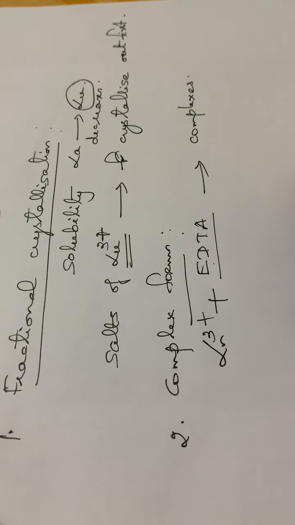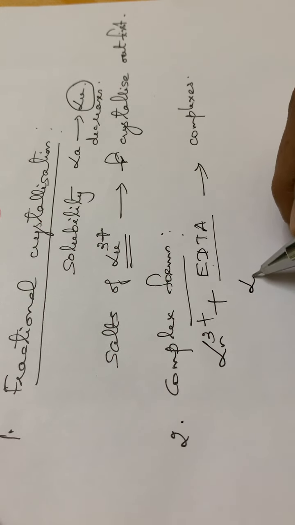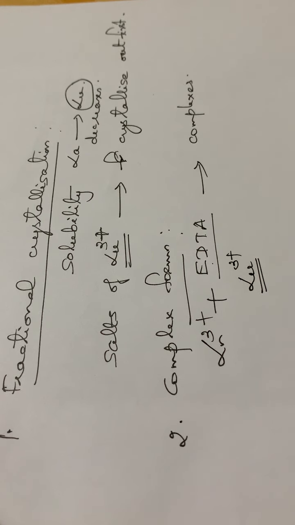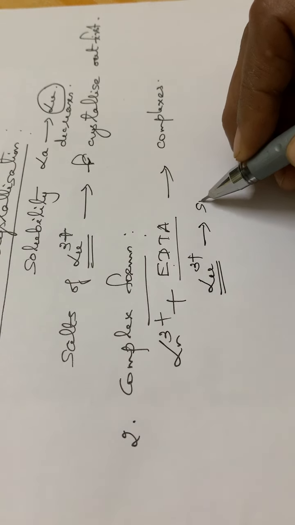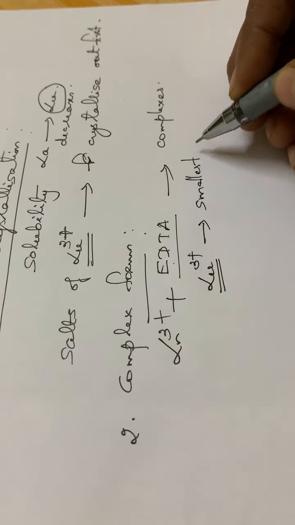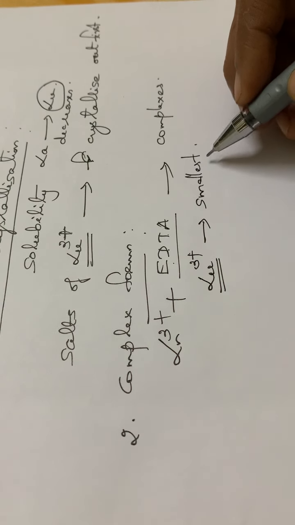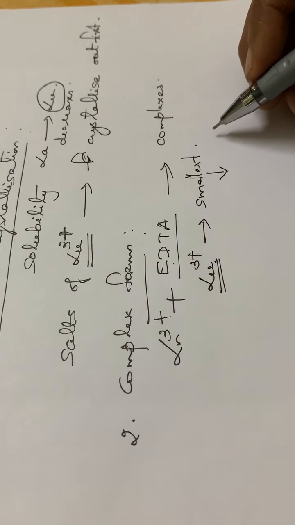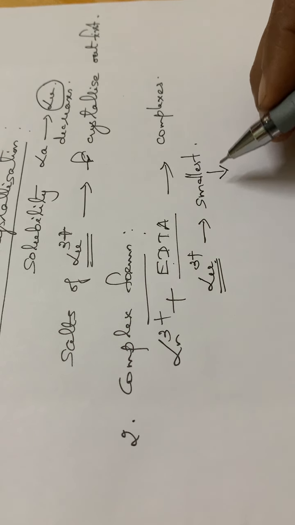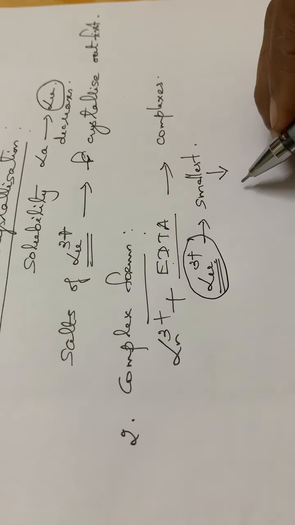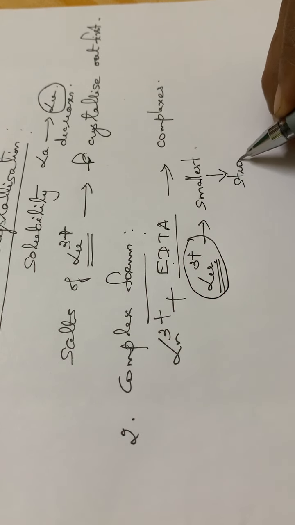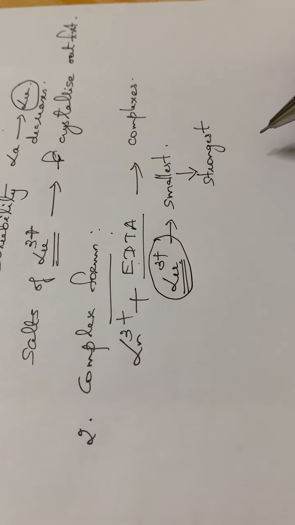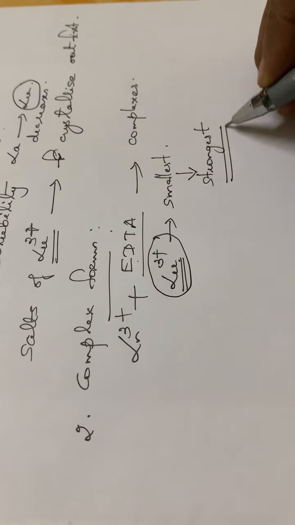So what happens is that at the end of the series, lutetium is coming, isn't it? Lu will be coming, and it is the smallest ion. Lutetium 3+ is the smallest ion. Since it is the smallest ion, what about the complex formed? Is it a stronger complex or a weaker complex? It is the smallest ion, so it can form the strongest complex. That is one point.